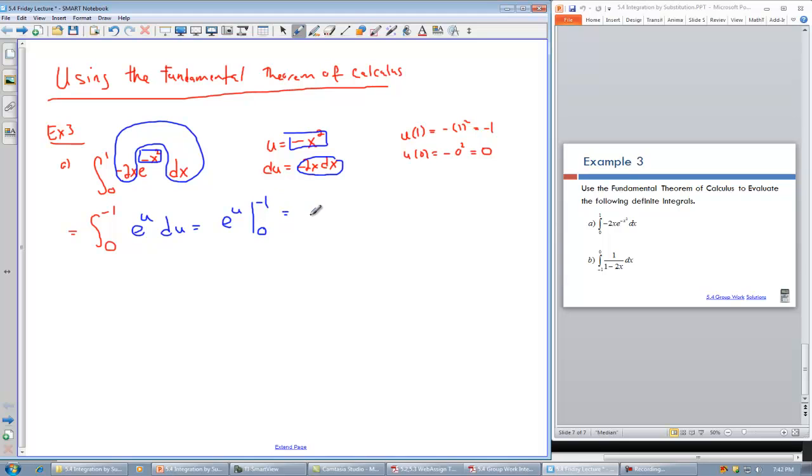And so I plug in the upper limit, which is e to the minus 1, and I subtract off minus e to the 0. And so that's equal to 1 over e minus 1. And that's my answer. Now remember, you can check these with your calculator by graphing this function here, this integrand, from 0 to 1, and then taking the integral, and you'll see that it will be equal to 1 over e minus 1. All right, let's do another one, part B.